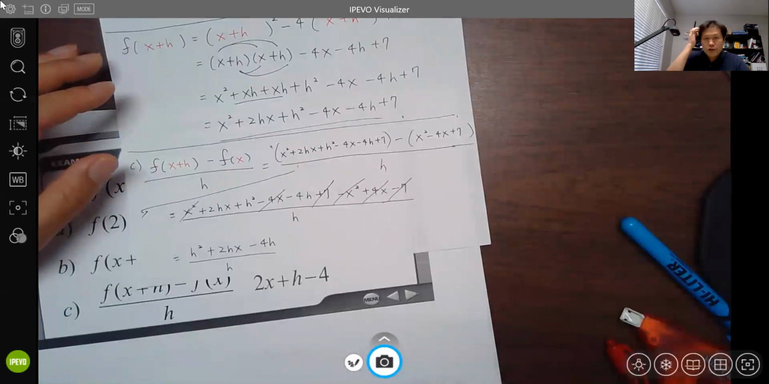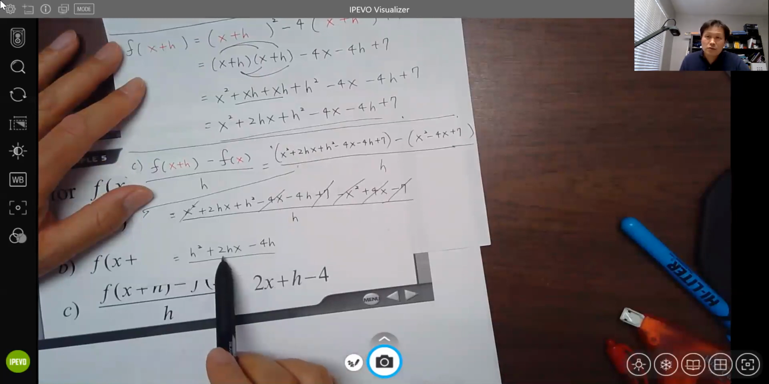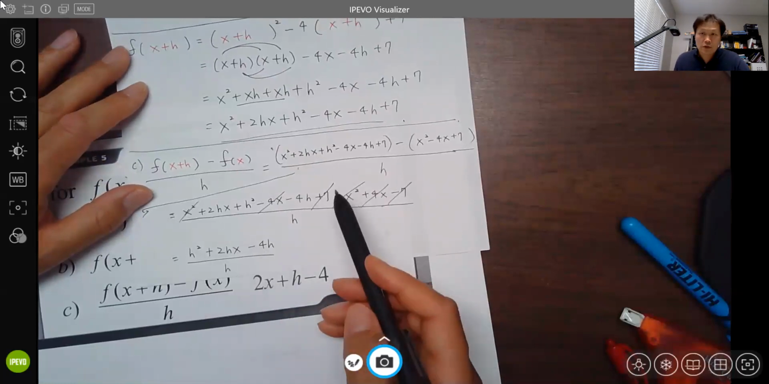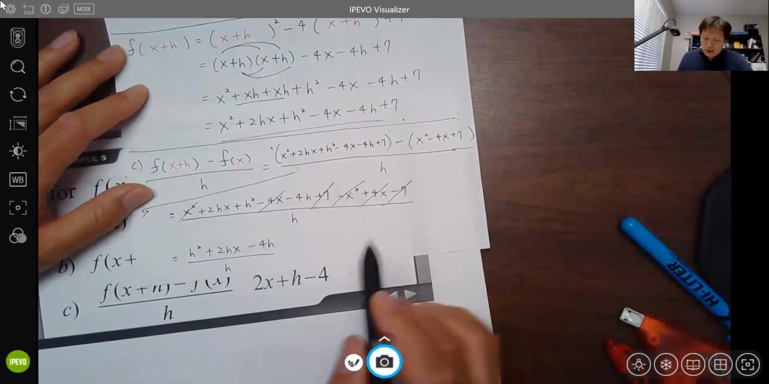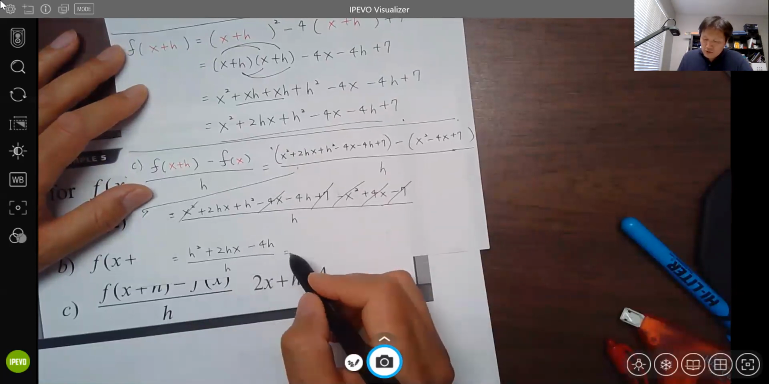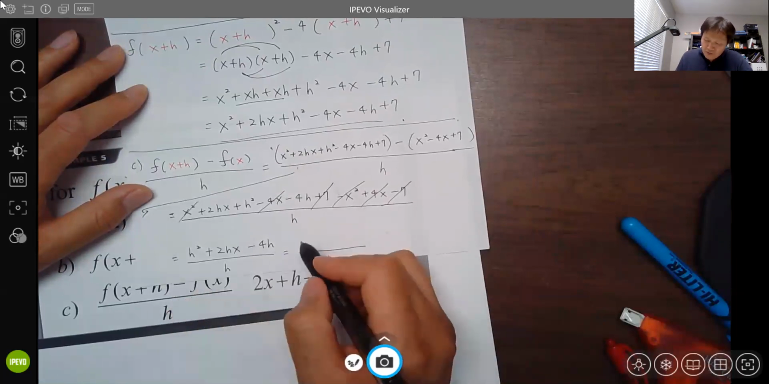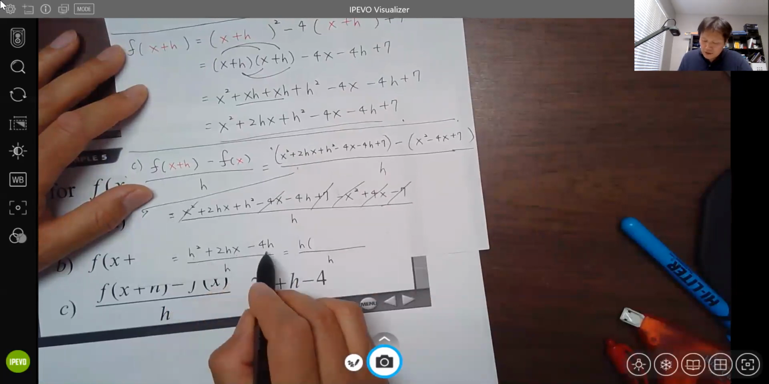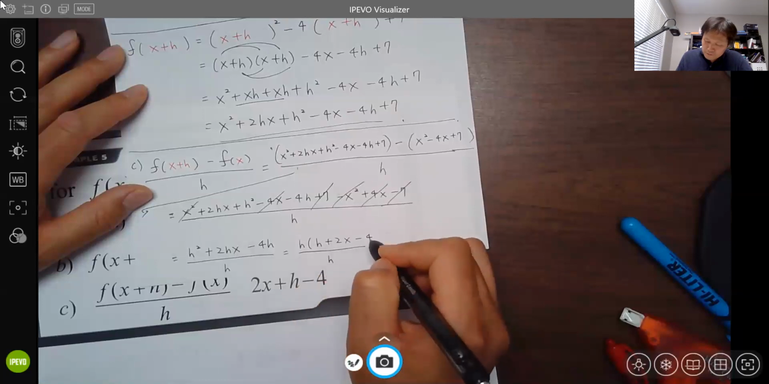One checkpoint here: make sure every term in the numerator includes h. What if there's a term without h? That means you made a mistake somewhere. Fix it. If every term has h in it, you did everything good. So factor h out of the numerator, and then you will have this.